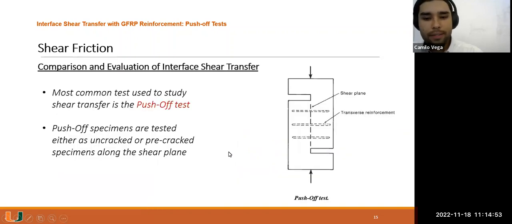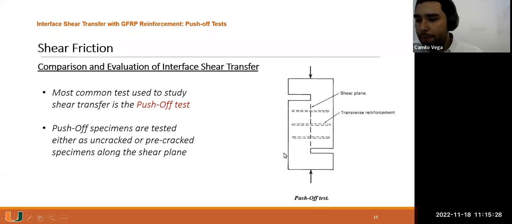In order to study the shear transfer mechanisms, different types of test specimens have been used, the push-off specimen being the most common. This is the shape or configuration of the push-off specimen. Since the 60s, this method has been effectively used by several researchers to determine the interface shear transfer of, for example, plain concrete, fiber reinforced concrete, or conventional concrete.